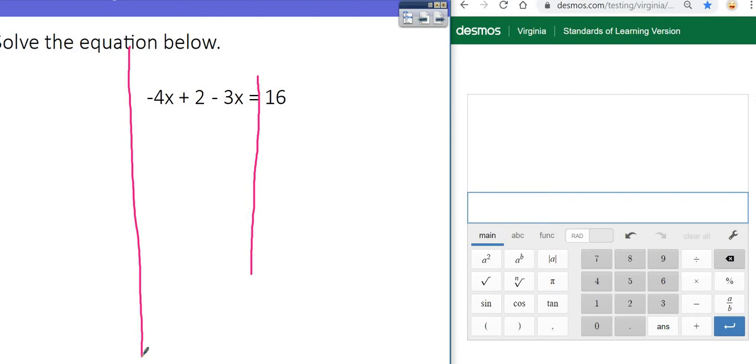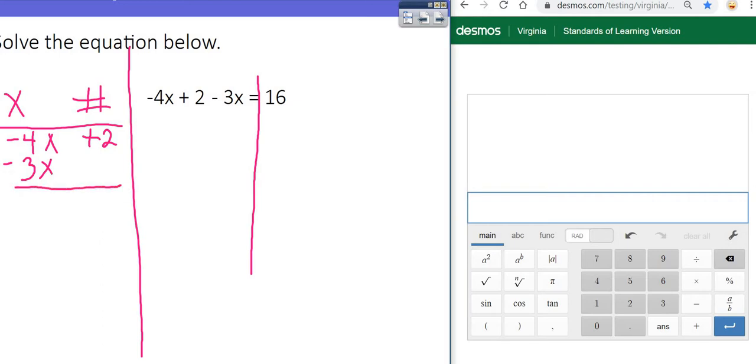And I know that I have an X family and I have a number family. So the first thing I'm going to look at is that negative 4x and I'm going to put that right here with my X family. Then I have a positive 2, which goes under my numbers. Then I have a negative 3x, which goes with my x's. Do not, I repeat, do not use anything on the other side of that equal sign. We don't combine that. That's something we're going to use when we solve.